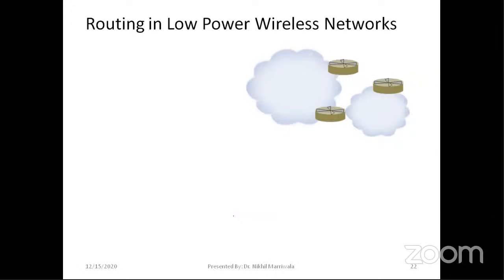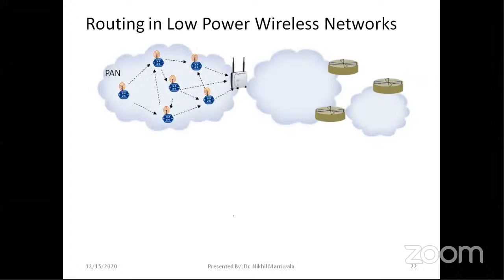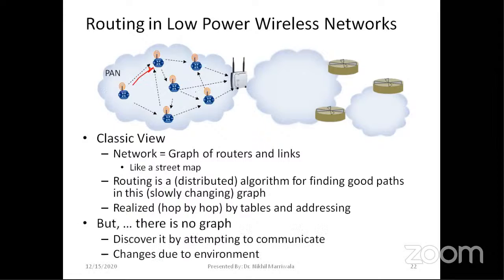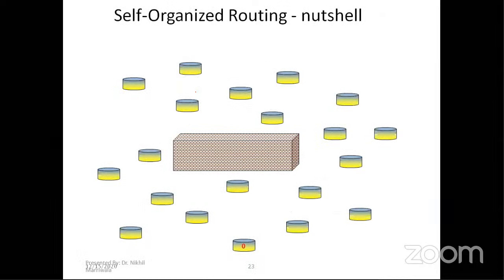Now, if you see routing in low power wireless networks, I'll just try and show you this rather than talking much. I'll show you how this routing is done. You can see the routers, you can see the clouds, the networks. Right now, this is the PAN, or personal area network, that we have developed. The classic view is that the network is established, and now how can the information be transmitted from this side to this side? We will have routing algorithms to find the best path. Hop by hop table addressing is done, and this is how it will be done.